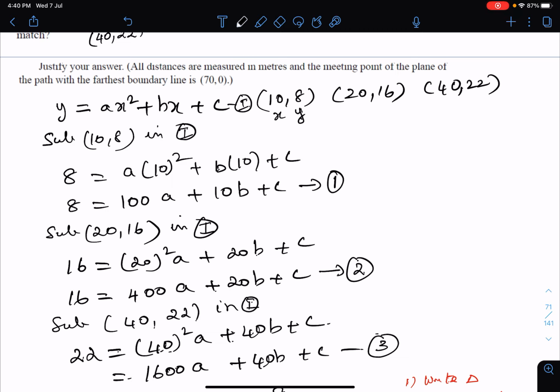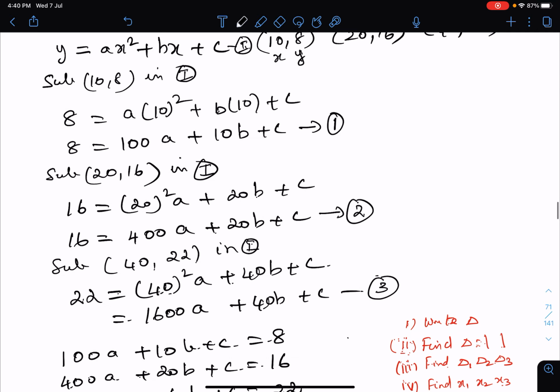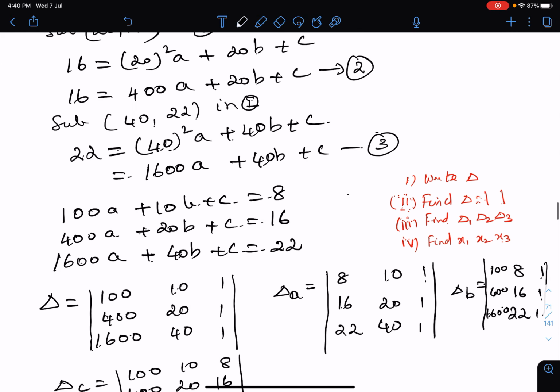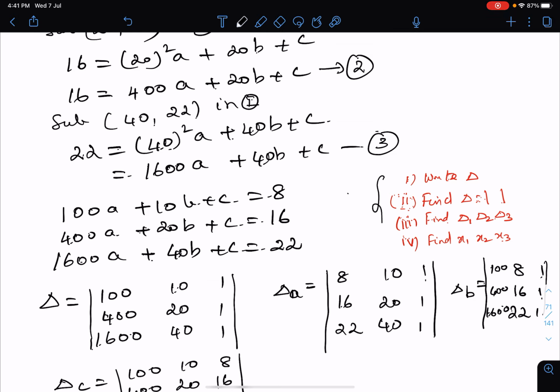Now y equals ax squared plus bx plus c, and you are going to substitute the first point, second point and third point. This is going to be our equation 1. Substituting the first point you get the first equation, substituting the second point in equation 1 you get the second equation, and then a third equation. So you have got 3 equations and you are going to use Cramer's rule.